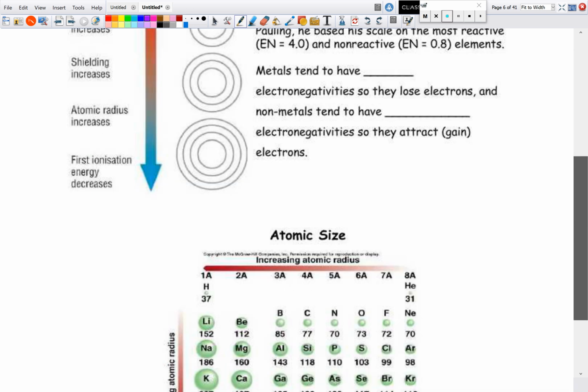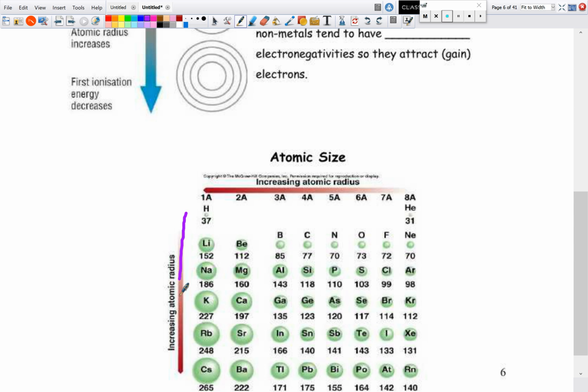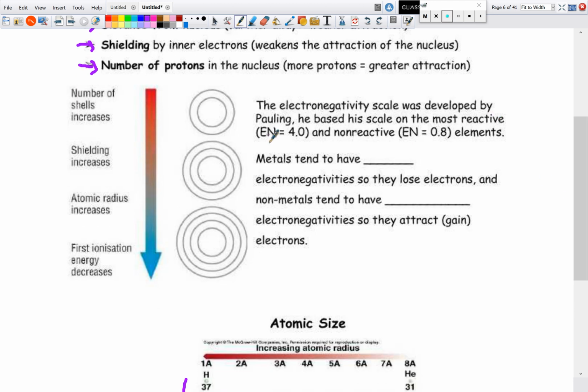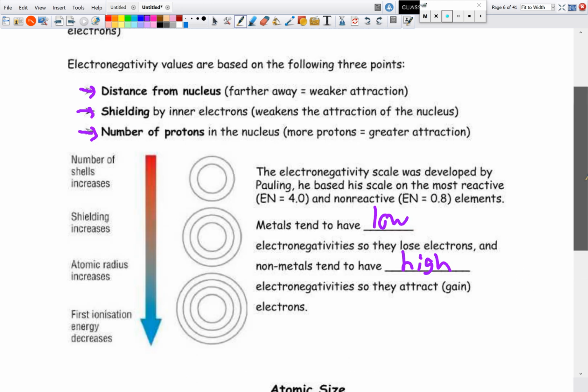And then of course the number of shielding electrons across here stays the same. But as we go down, we're increasing the size, increasing the shielding electrons. So something to think about. Now this whole electronegativity scale was developed by Pauling. He based the scale on the most reactive element, gave it a 4.0, and the non-reactive one he gave a 0.8. Don't know why these numbers were chosen, but I should probably look that up at some point. So metals tend to have low electronegativities, and they lose electrons, and non-metals tend to have high electronegativity, so they tend to gain or attract electrons. So we're going to get into it more with the assignment, but when we ask anything about electronegativities, we're referring to these things only.